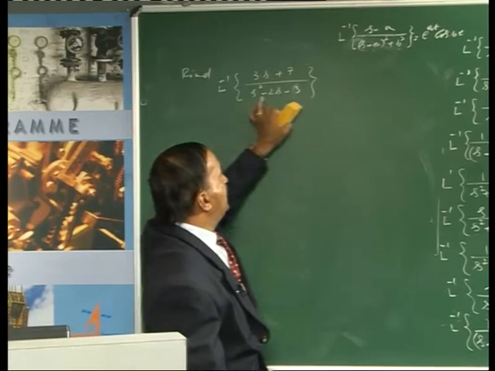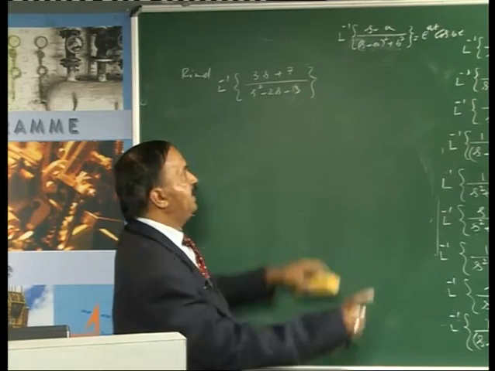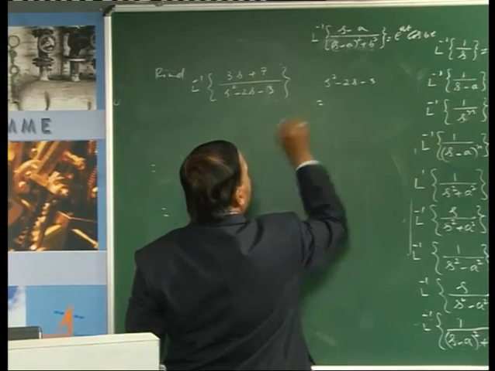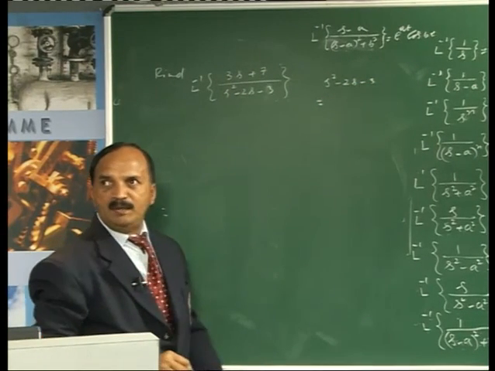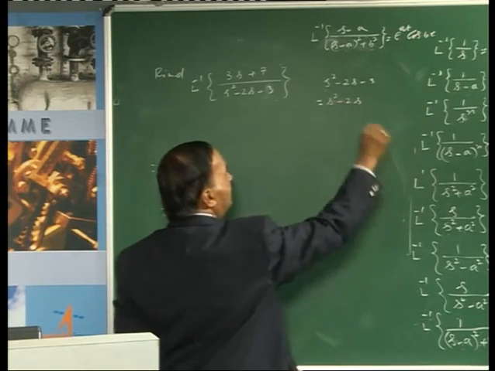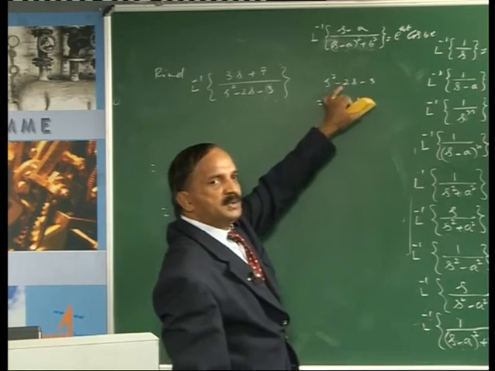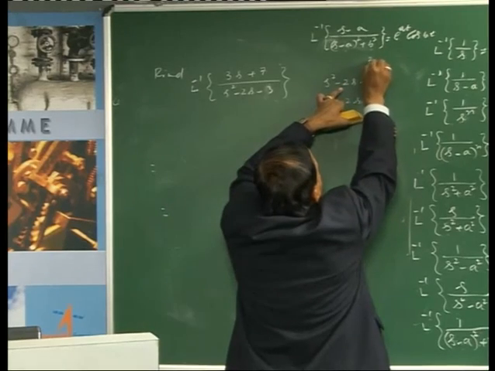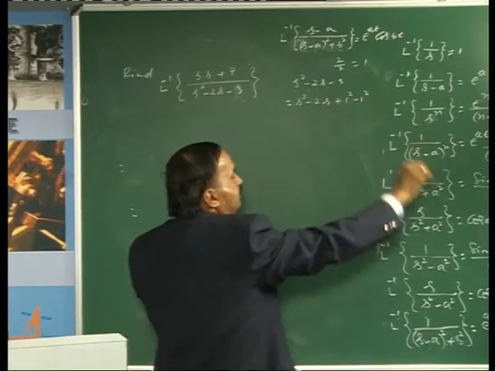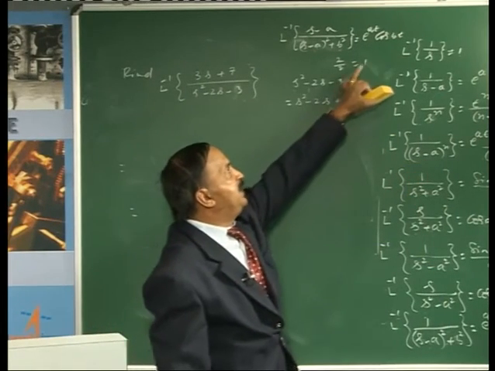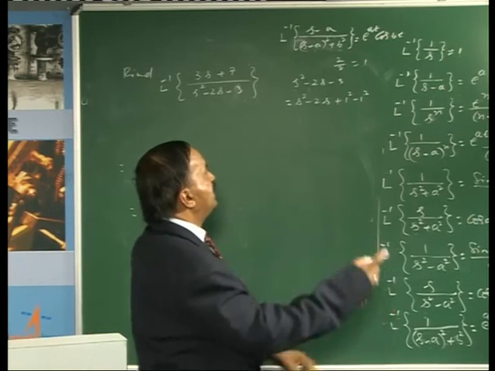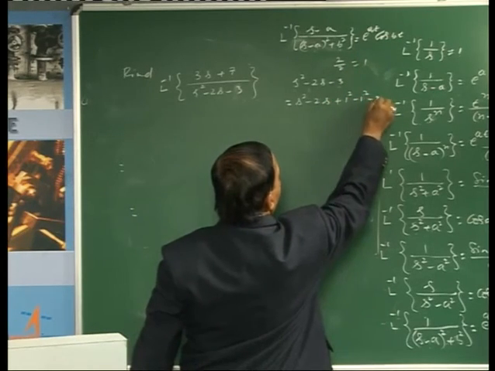So, by the completing the square method here, s square minus 2s minus 3 is equal to, you write the first two terms as they are, s square minus 2s. The coefficient of s is 2, so you divide this number by 2, you will get 1. So, plus 1 square minus 1 square. That means add and subtract the square of this number, plus 1 square minus 1 square. And this minus 3, you write the same here, minus 3.